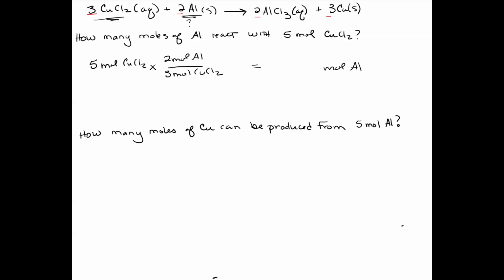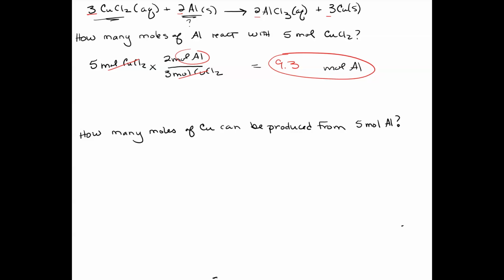If I look at the units, I'm going to cancel moles of copper 2 chloride, and then what I have left over is the units I want, or moles of aluminum. So it's 5 times 2, which is 10, divided by 3. So 9.3 moles of aluminum. Okay, let's look at the second example. How many moles of copper can be produced from 5 moles of aluminum?